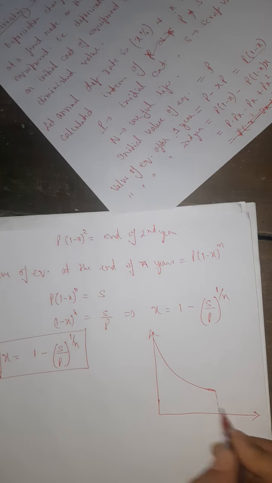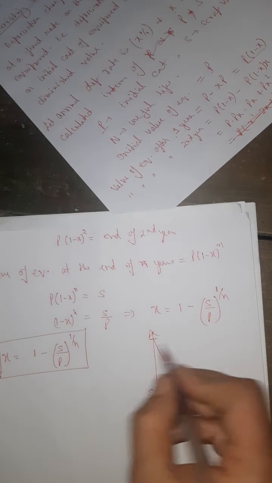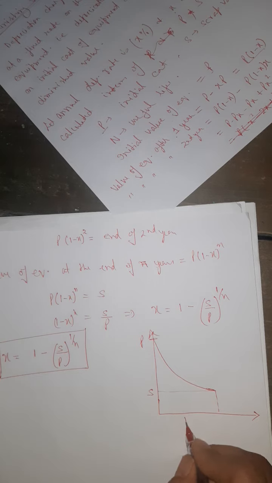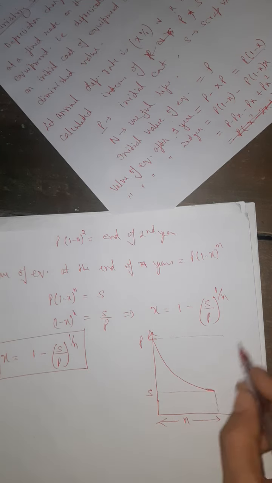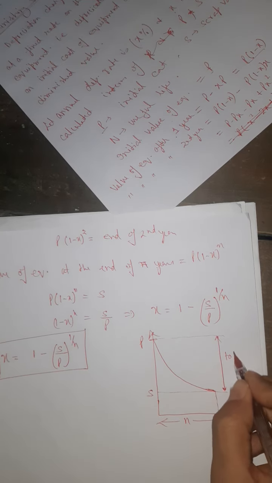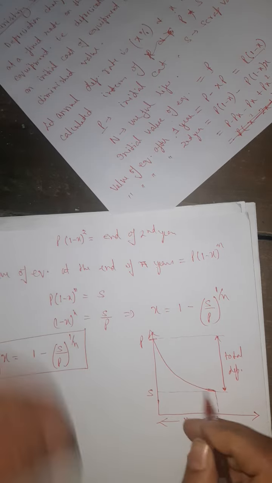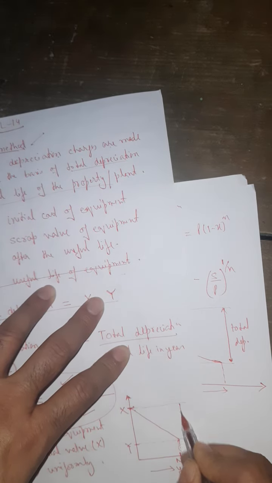So this is your scrap value S, this is your initial value P, and this is your useful life N. You see here the curve is not a straight line. So what is depreciation here? This is the total depreciation. I haven't shown total depreciation here. In the straight line method, this was the total depreciation.